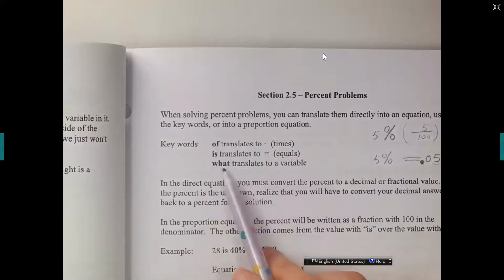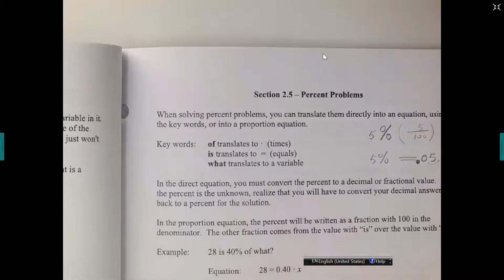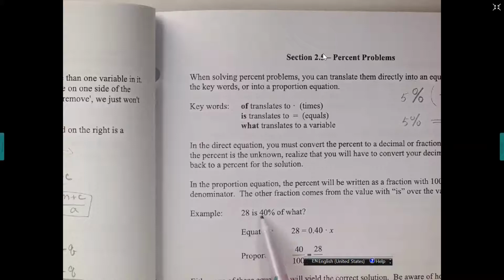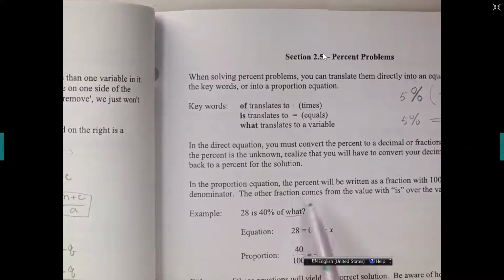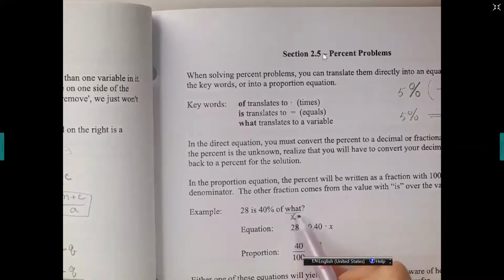When we see what or what number, we give it a variable. You can use any letter you like, give it a variable to represent that number. So for example, we have a phrase right here: 28 is 40% of what? So step 1, give this what a variable to represent the number. Let this number be X. So step 1, assign a letter, a variable, to the what or what number.